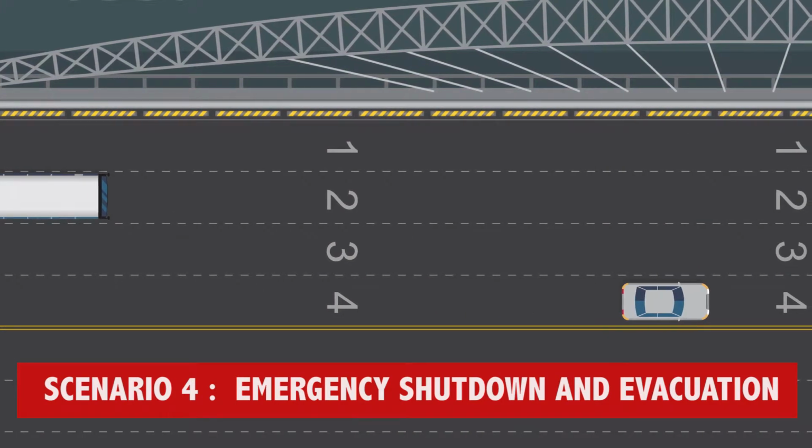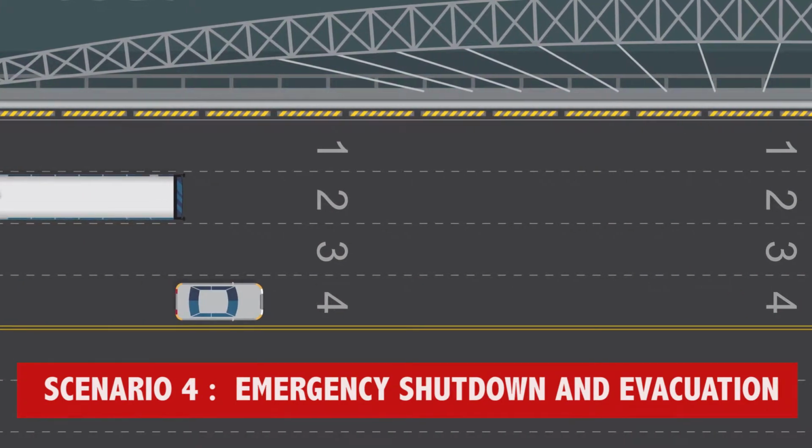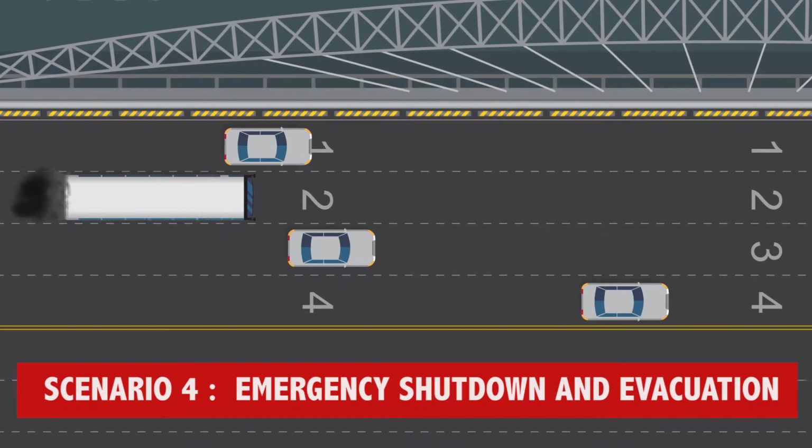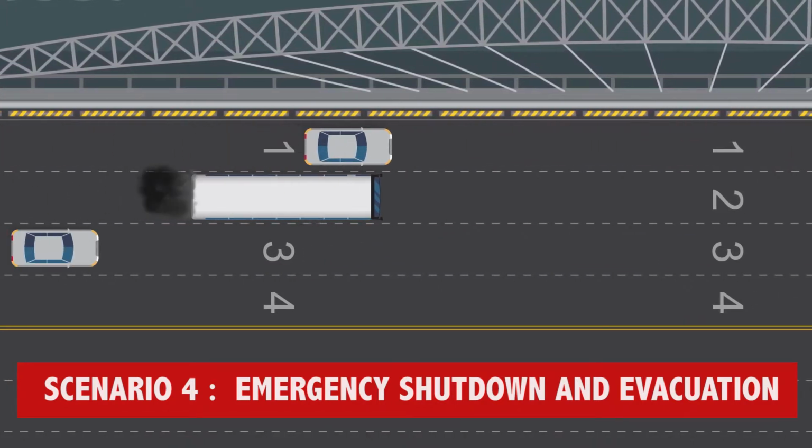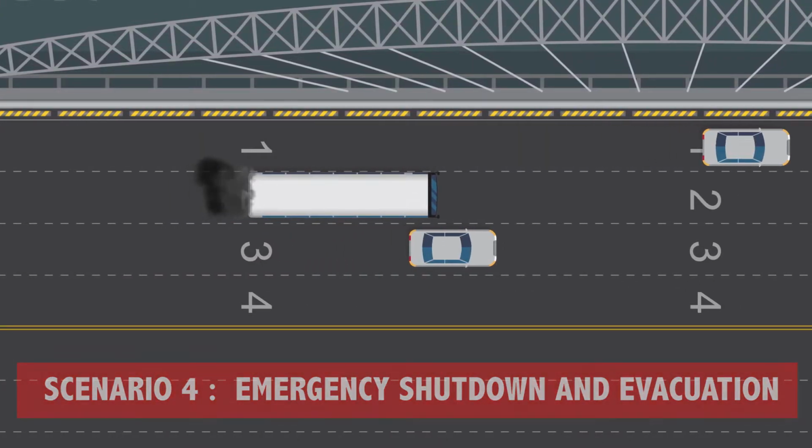In this fourth scenario, you're driving across the harbour bridge. In your mirrors you see smoke coming out of your engine bay. This is a full emergency shutdown and evacuation.